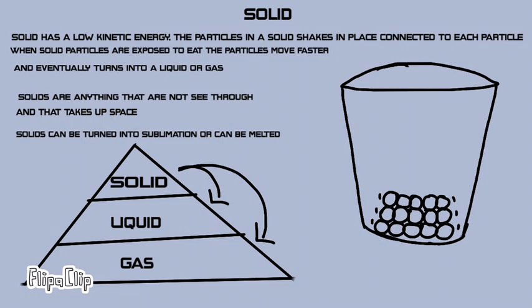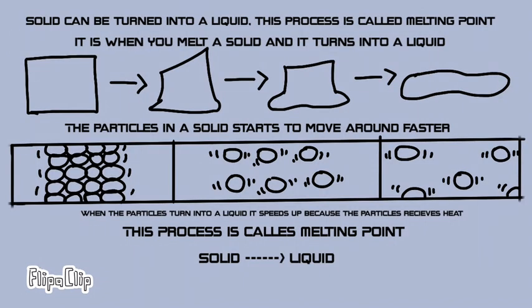Solid. Solid has a low kinetic energy. The particles in a solid shake in place, connected to each other. When solid particles are exposed to heat, the particles move faster and eventually turn into a liquid or gas. Solids are anything that are not see-through and that takes up space. Solids can be turned into a gas by sublimation or can be melted.